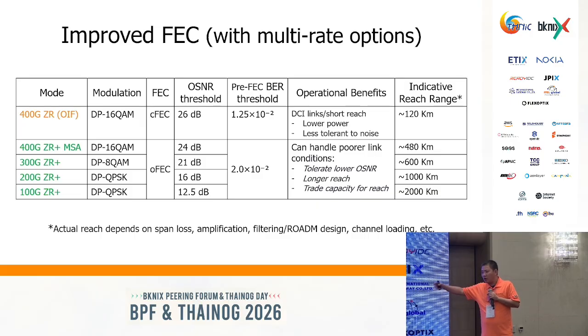It's not too tolerant to noise, which means you really can't do longer distances with that. Then came 400ZR+, Multi-Source Agreement (MSA), where we now have oFEC, or OpenFEC, which does more soft-decision FEC, which means it can tolerate more noise, right? The fact that it can tolerate more noise means I can go a bit longer, a bit further with that. And also it allows you to multi-rate.